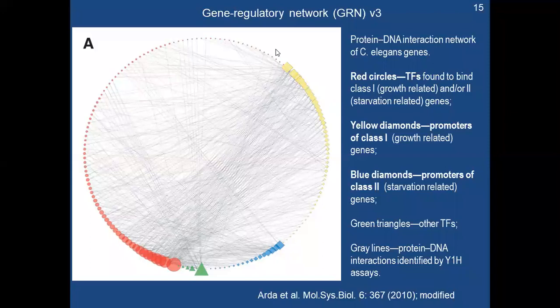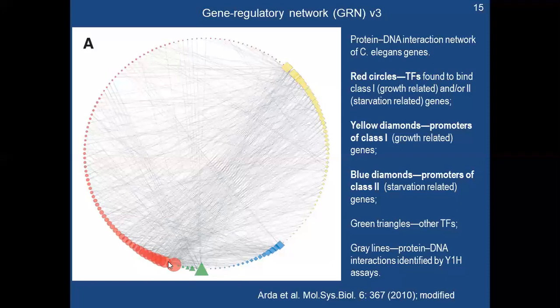Would you group all the promoters in one color, or? So you can group the promoters in one color, but you lose information if you do that. I would have colored the transcription factors differently. I would have colored them according to how many class 1 or class 2 promoters they bind to. For example, this one here, it probably binds to a lot of starvation-related gene promoters, but it also binds a lot of growth-related gene promoters.